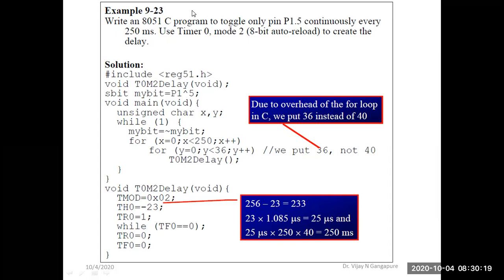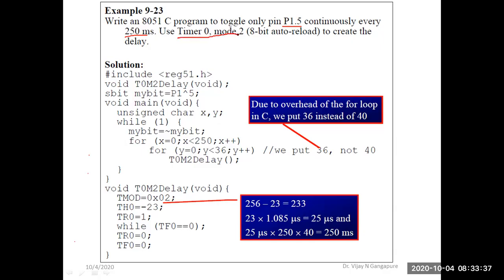Okay, now we will see the programs. So first program. This is a program on mode 2. Write an 8051 C program to toggle only pin P1.5 continuously every 250 millisecond. Use timer 0 mode 2 to create the delay, that is 8-bit auto reload mode. So what we have to do is toggle pin number 5 of port 1 after every 250 millisecond. That means we have to generate a delay of 250 millisecond by using timer 0 mode 2.